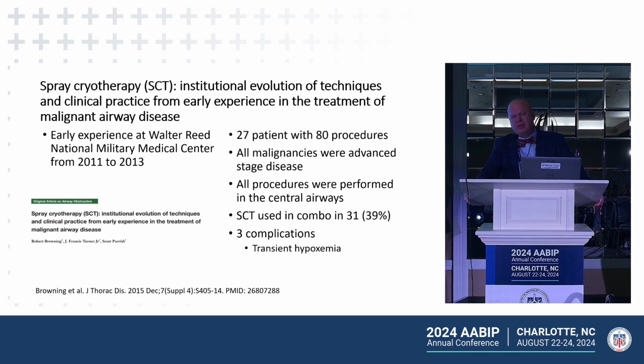There were only 3 complications, and those were all transient hypoxemia. So you can see with engineering, changing of the catheter, changing of the flow rates, and then making a system that's designed for use in the airway really had a profound effect.